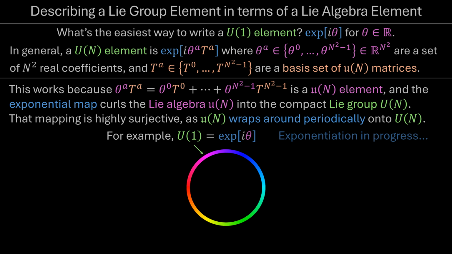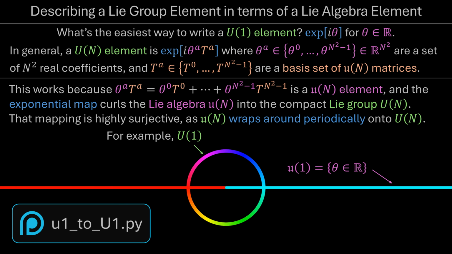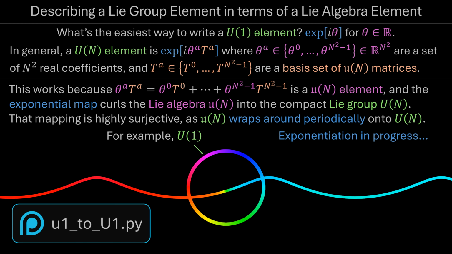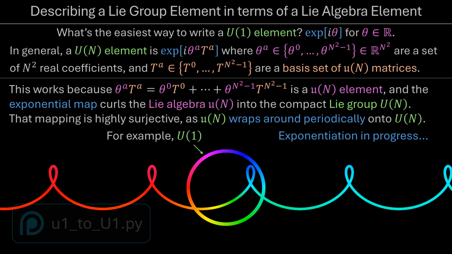Now, if you imagine exponentiating the entire space of the Lie algebra all in one fell swoop, the mapping is going to be infinitely surjective, meaning that the Lie algebra, which extends off infinitely in all of its dimensions, is going to curl up over and over again infinitely many times, periodically, onto the compact manifold of U(N).